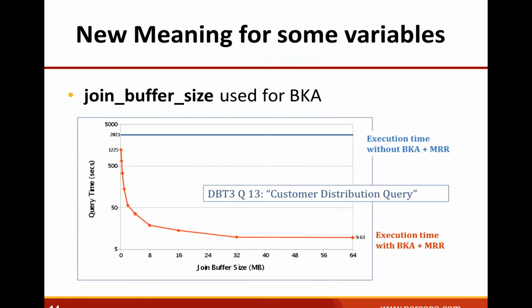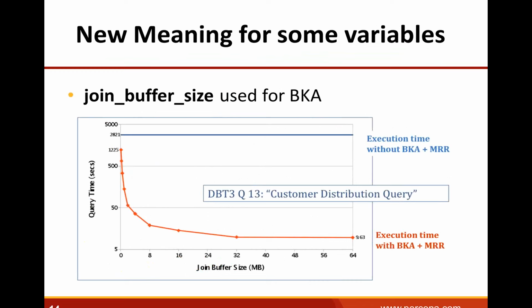Another interesting thing in MySQL 5.6 is that certain variables now have some new or different meaning. The most important one, I think, is join buffer size. Before MySQL 5.6, I wouldn't pay a lot of attention to this variable because it was essentially only used for Cartesian product joins, which we know we want to avoid, right? We always want joins to be well indexed. Well, in MySQL 5.6, join buffer size is now also used for BKA, batch key access.